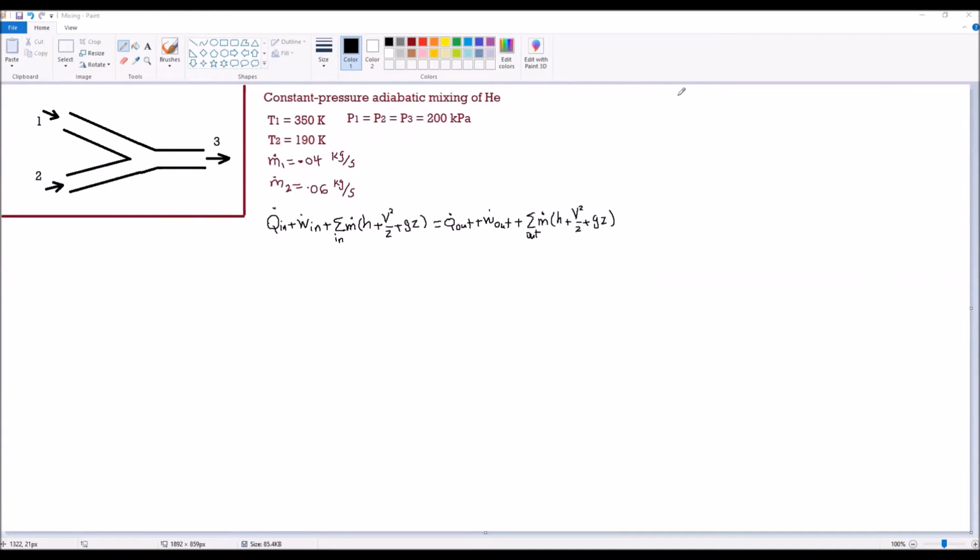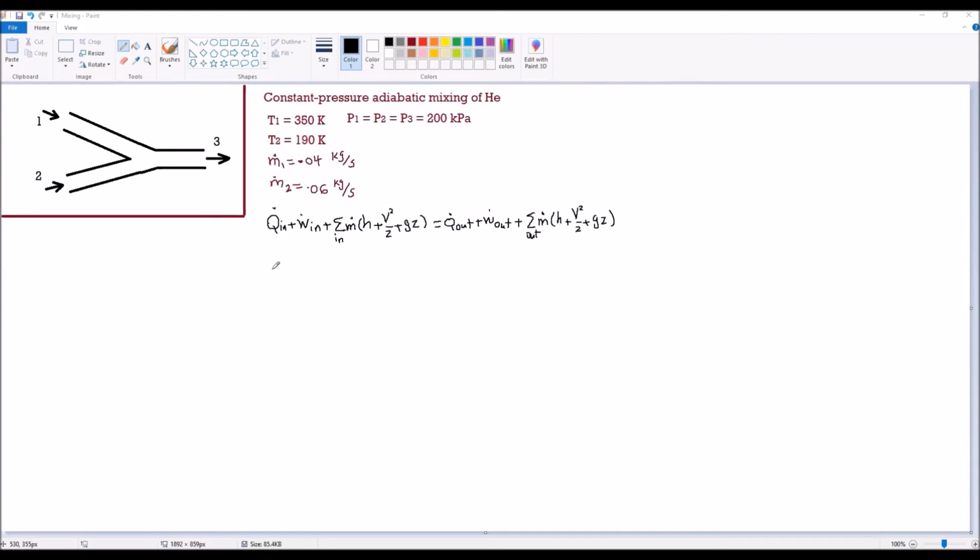Mass flow rate at point 1 is given as 0.04 kilograms per second. Mass flow rate m dot 2 at inlet 2 is given as 0.06 kilograms per second. This is an adiabatic and steady flow device. Always start with the general form of the first law of thermodynamics for steady flow devices. We have that written here already.